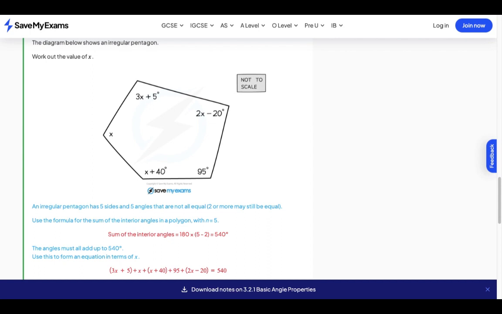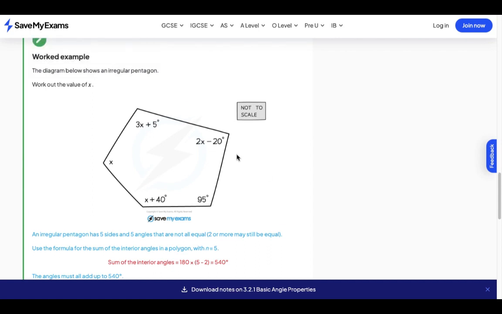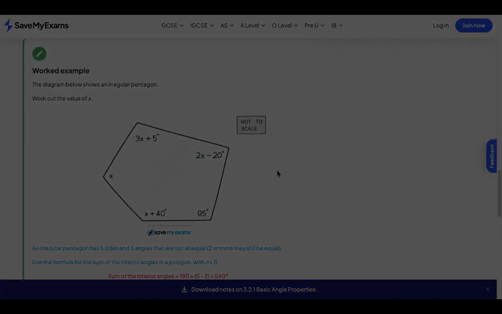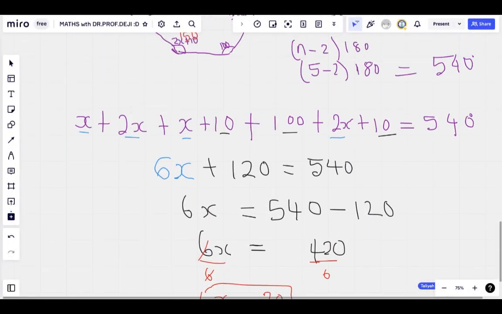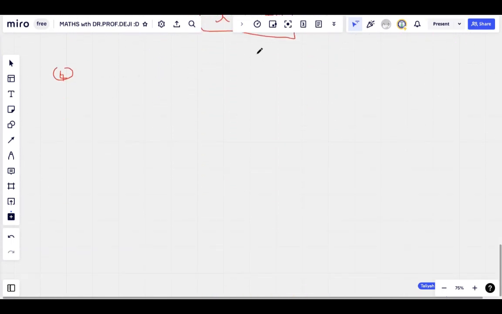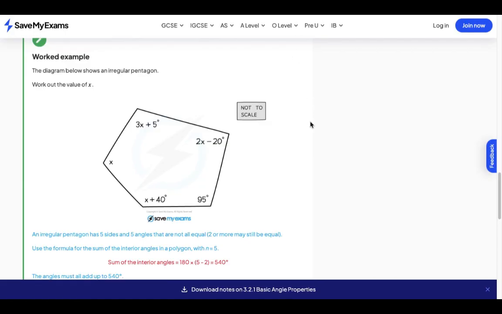You mean I do it on my own? Yeah. You want me to do it quickly? Which one do you prefer? No, I'll do it. Okay. Add them up and equate it to 540. Is it 8 sides? What did you get? 8.